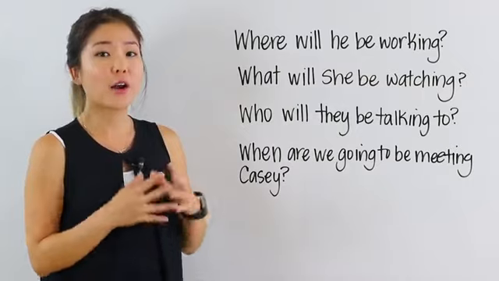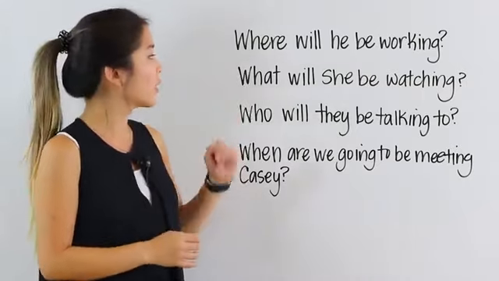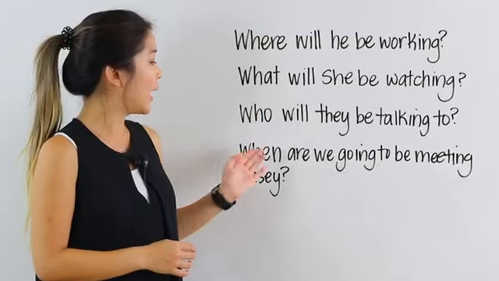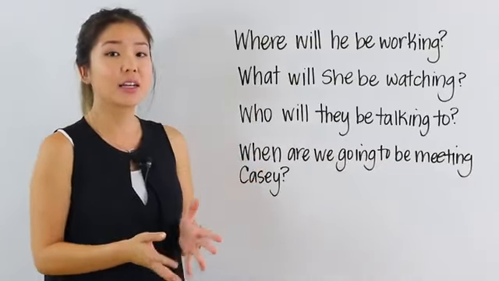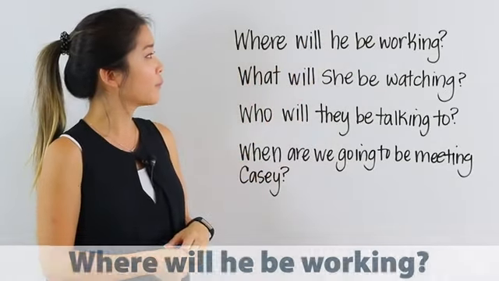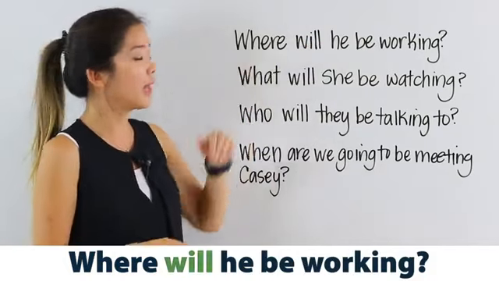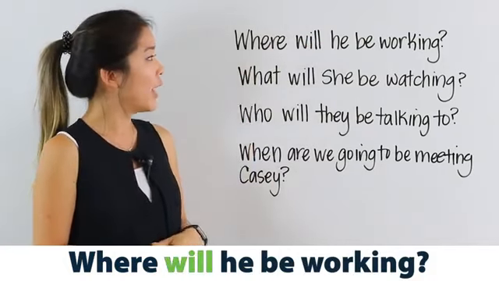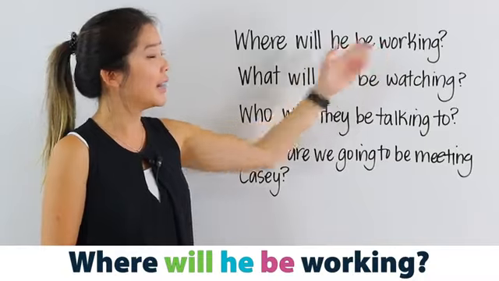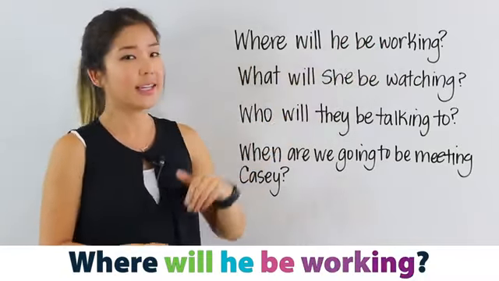First, you'll notice that all of these questions begin with the WH word: where, what, who, and when. Let's take a look at the first question. Where will he be working? When we use will be, we start with where and then will. After that, we have the subject, be, and then verb ing. Where will he be working?